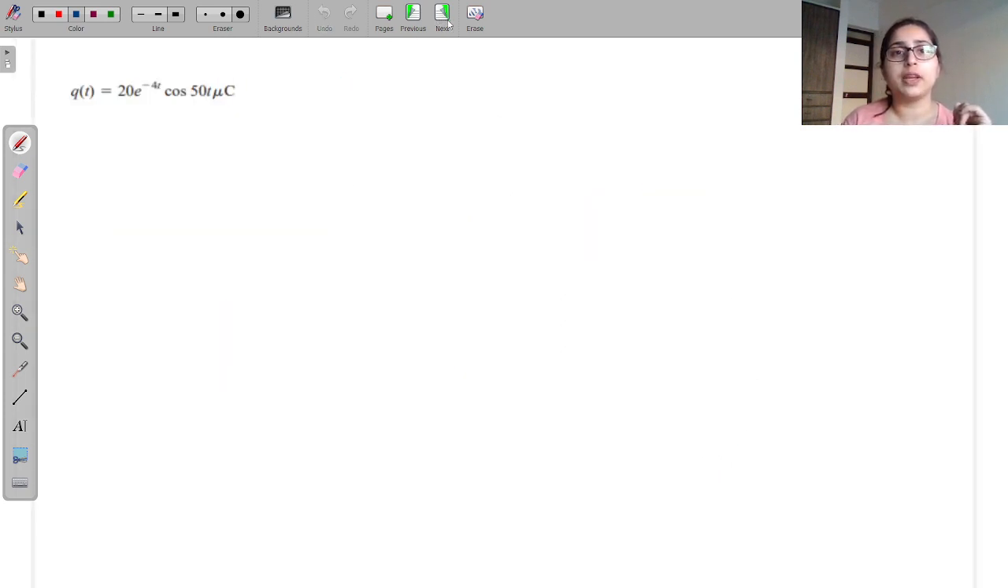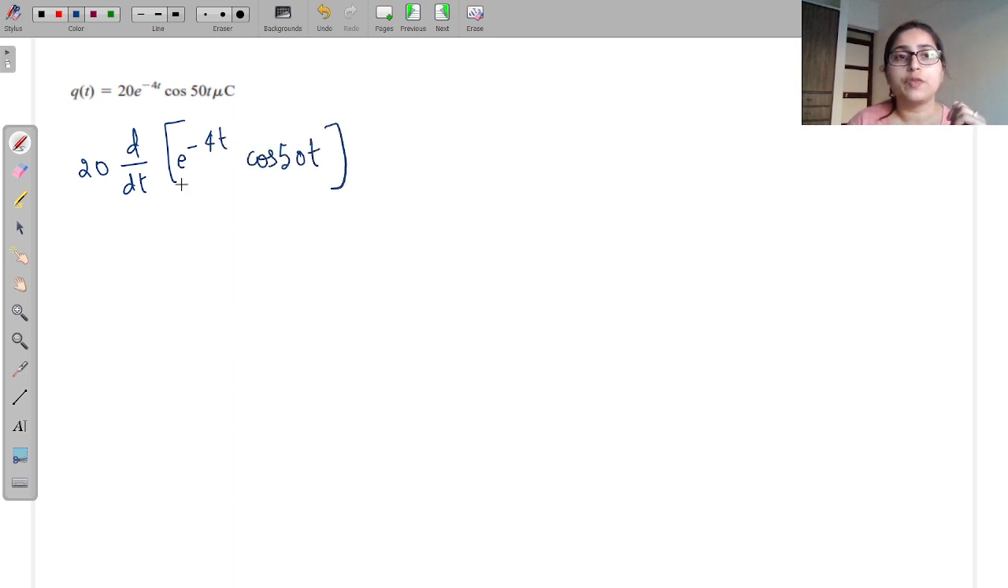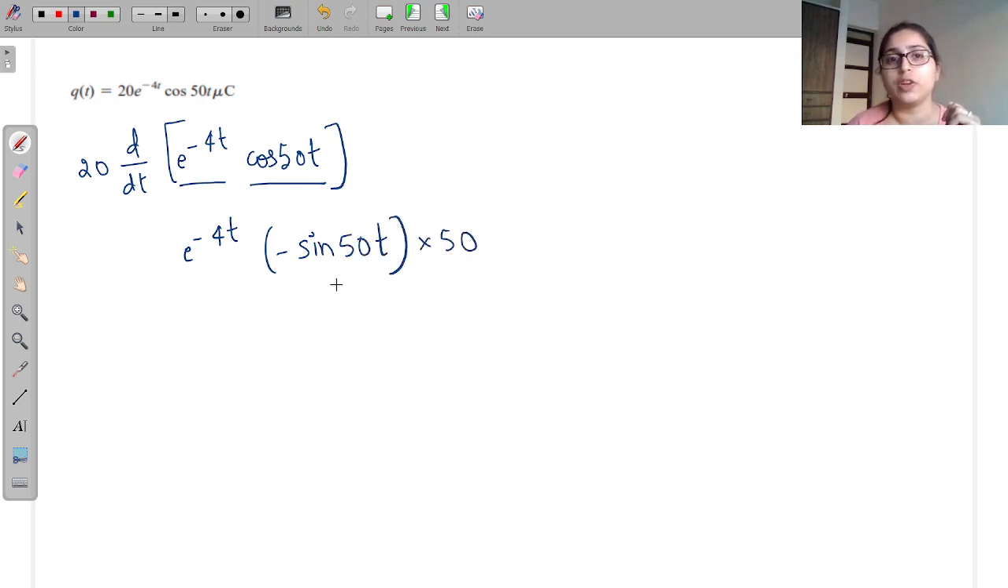So next, I am taking 20 e to the power of minus 40 cos 50t. So here I am following the chain rule. d by dt, 20 is constant, so I am putting it outside. e to the power of minus 40 cos 50t. So first I will keep this constant and I will differentiate this with respect to t. So minus sine 50t, and you know t has coefficient 50, so it is 50.